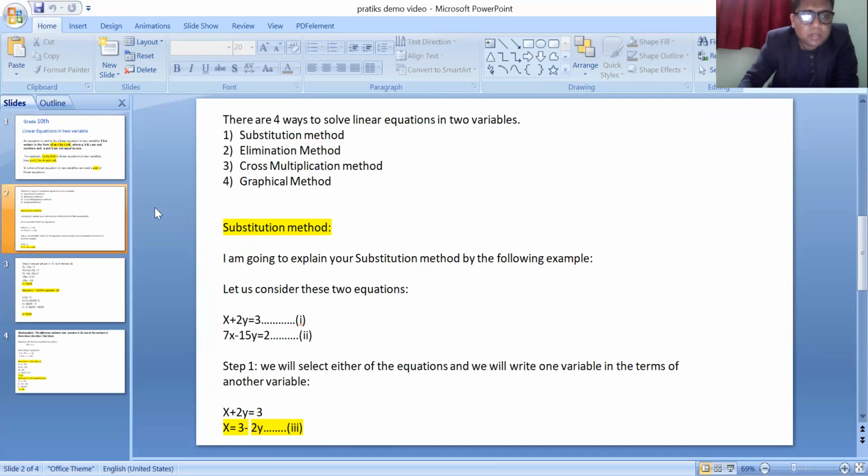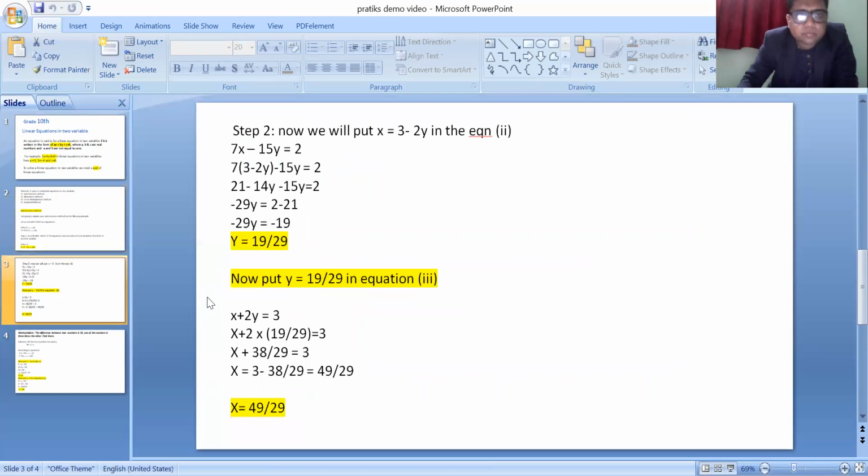And now we are coming to our next slide. Here we have step 2. Now we will put x is equal to 3 minus 2y in equation 2. So our equation 2 is this one, 7x minus 15y is equal to 2. This is our second equation. Now we are going to put x is equal to 3 minus 2y in place of x.